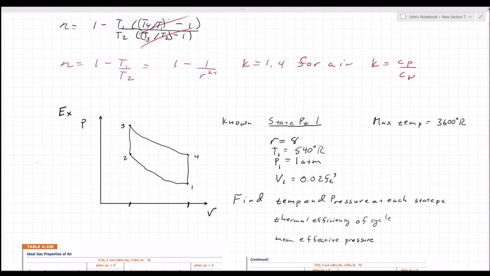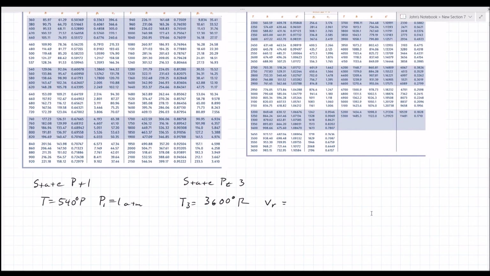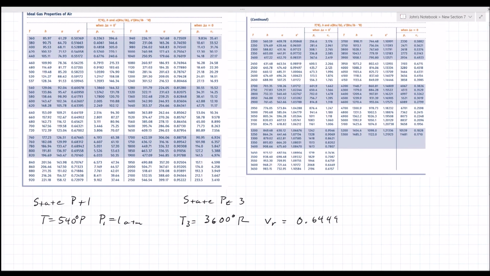Well, this system is operating under the cold air standard. I wrote it, then erased it when I was organizing stuff. That's my bad, but this system is operating under cold air standard. So V sub r is going to be 0.6449. And state point 1, let's go to 540 degrees. V sub r1 is equal to 144.32.